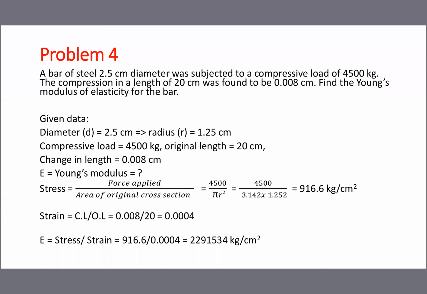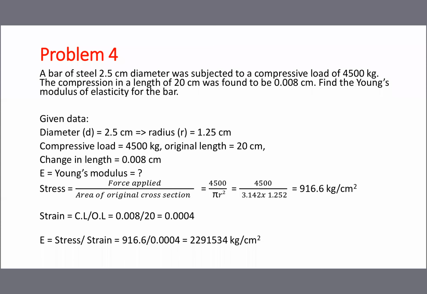Then first you find out stress. Stress is equal to force divided by area, or load divided by area. Here 4,500 is the load divided by area. Here pi r square formula required, here the rod is a round rod. So you will get the stress value 916.6 kg per centimeter square.